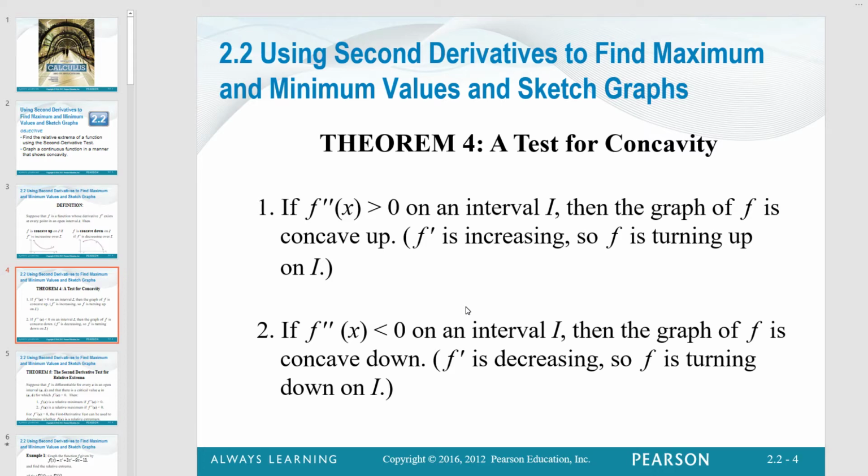So this is a test for concavity, and we're going to use this concept for the second derivative test. This is not quite the second derivative test, but it shows you that you can determine where a function is concave up or concave down. So for example, if f double prime of x is greater than 0 on an interval, then the graph of f is concave up. If f double prime of x is less than 0 on an interval, which means it's negative, then the graph of f is concave down.